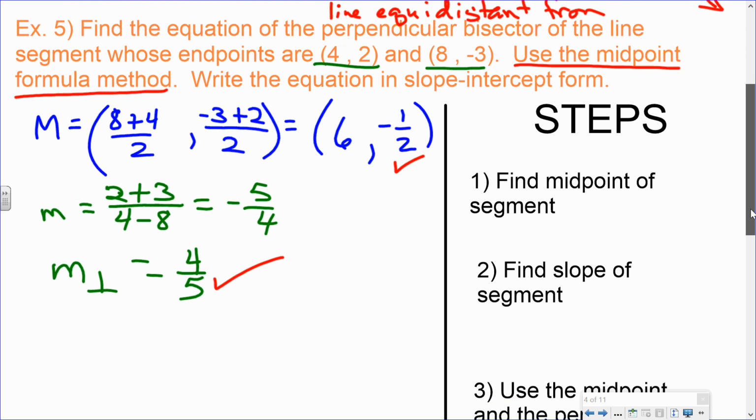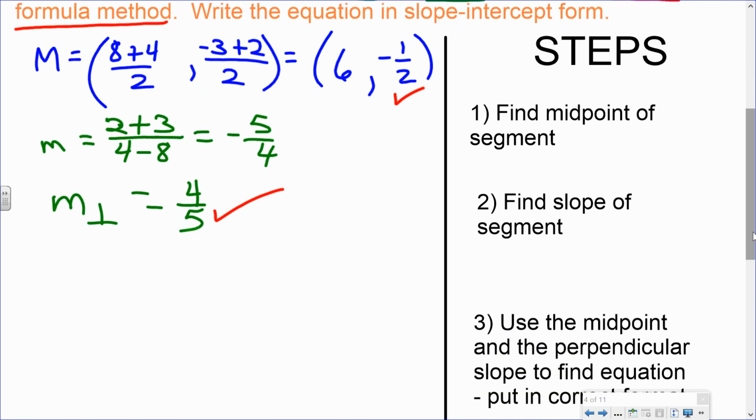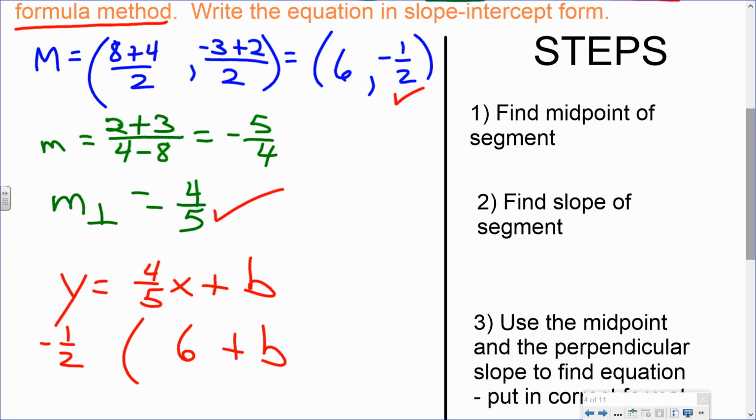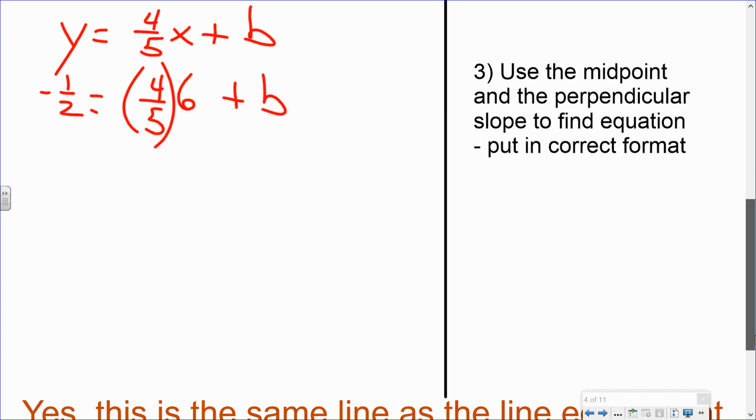This problem wants slope-intercept form. So slope is m, y-intercept is b. So what's the formula that has an m and a b in it? So this one wants us to end up in y equals mx plus b. So let's just start off with y equals 4/5 x plus b. Let's plug in 6, negative 1/2 and see if we can figure out what b needs to be. So let's see, 24/5 plus b equals negative 1/2. Check my arithmetic there. Does that look good?